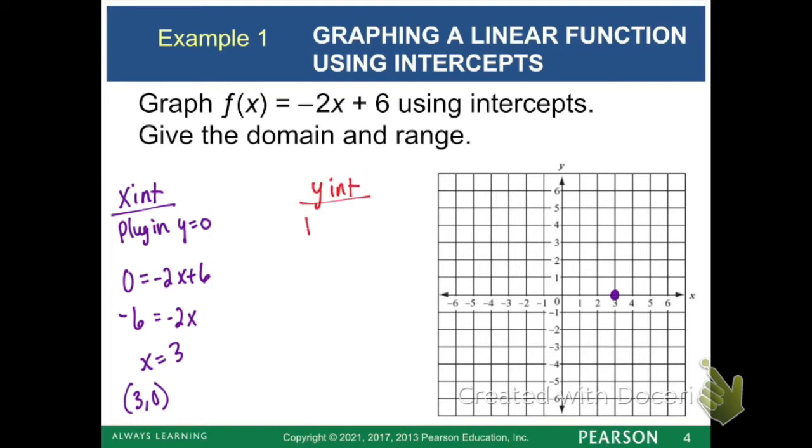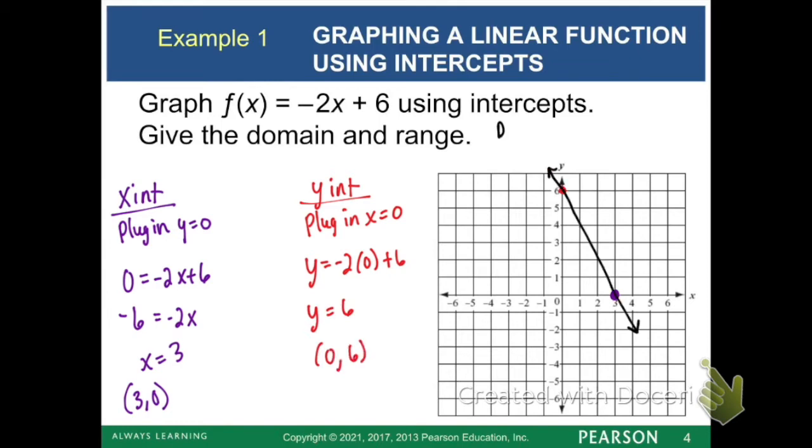For the y-intercept, we're going to plug in 0 for x. We get a y-intercept of 0, 6. And we can draw our line. Our domain and range are both going to be negative infinity to infinity because our arrows go forever in all directions.